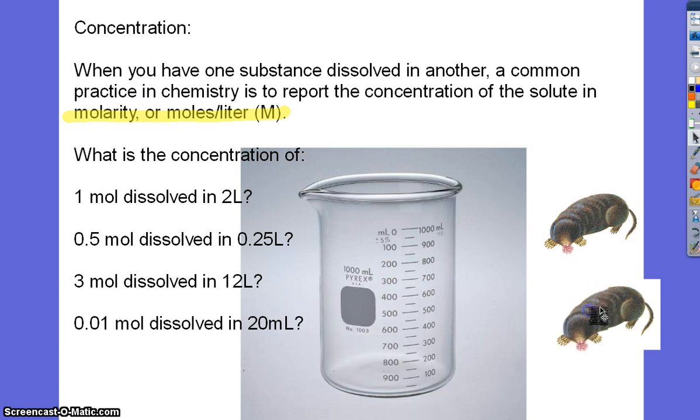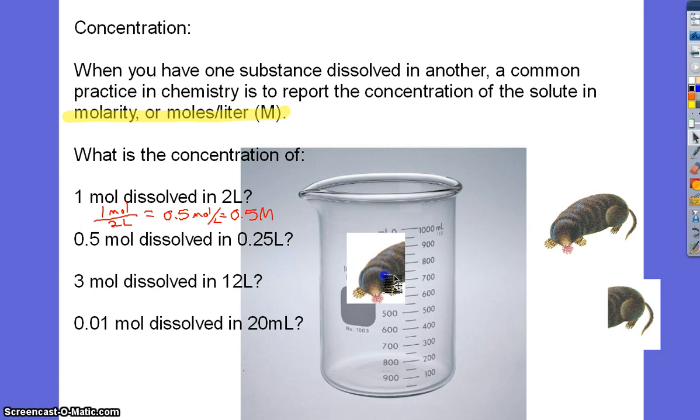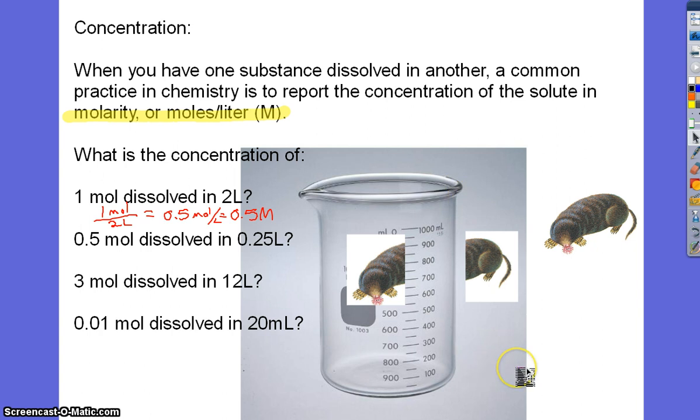So working out some example problems here. What is the concentration of 1 mole dissolved inside 2 liters? So I would take 1 mole divided by 2 liters. That would give me 0.5 moles per liter, or 0.5 with capital M molarity. So if I put a half mole inside my liter, that's the same thing as having an entire mole. If you imagined I had another beaker over here, I would have 1 full mole in 2 liters.